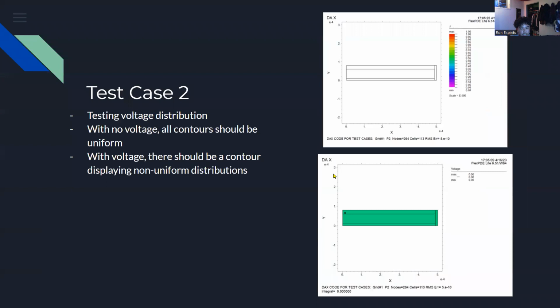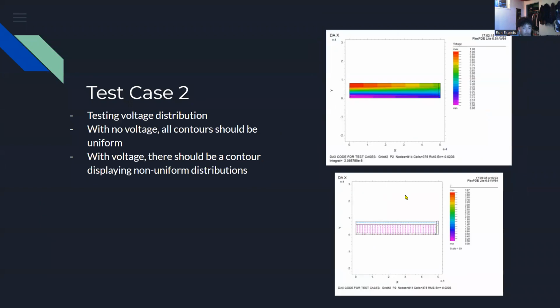Test case 2, here we're testing the voltage distribution. With no voltage, all the contours should be uniform, which they are. And with a voltage, there should be a non-uniform distribution, which there is.